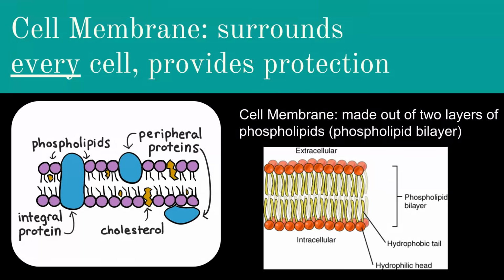All cells have a cell membrane. So remember that cell membranes are for protection around the outside of the cell. It's made up of two layers of phospholipids. The heads are hydrophilic, so they point out. The tails are hydrophobic, they point in. You will also find proteins in a cell membrane that can be used mostly for cell transport. Molecules can move through these.